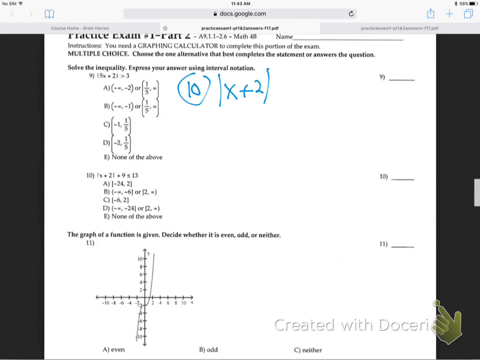All right, number 10. Absolute value of x plus 2, plus 9, is less than something. This is a less one. So we know, like we already said, it's not going to be B or D. It's going to be less. It's going to be one set of parentheses.